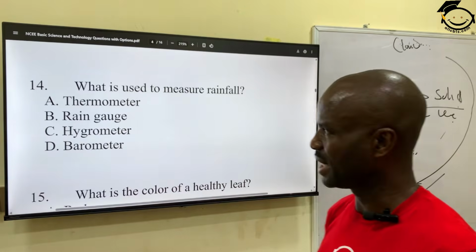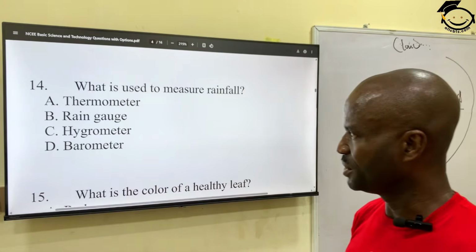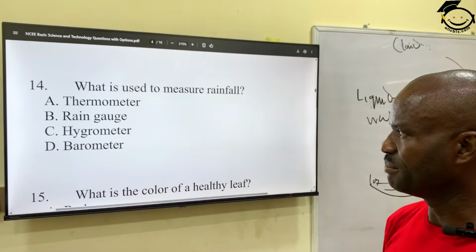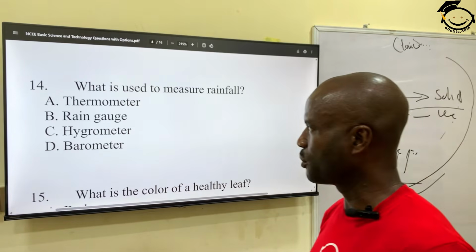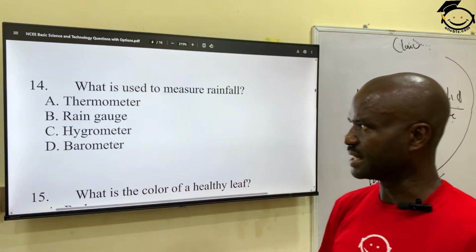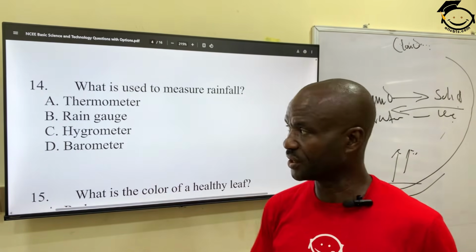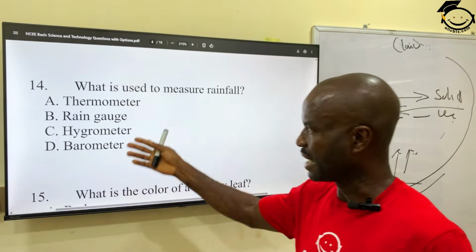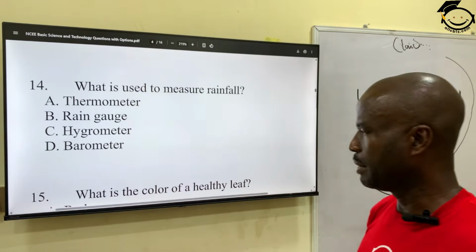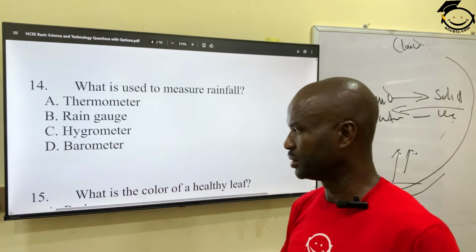A, thermometer. B, rain gauge. C, hygrometer. Then D, barometer. The correct answer is rain gauge. Thermometer, like we said above, is used for measuring temperature. Hygrometer is used to measure humidity. Then barometer is used to measure pressure.